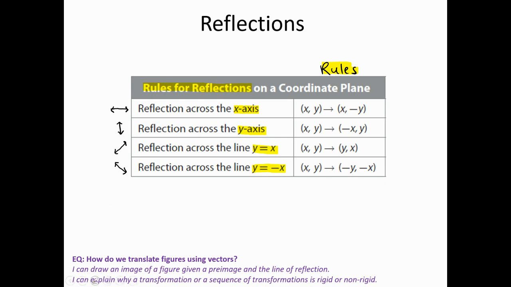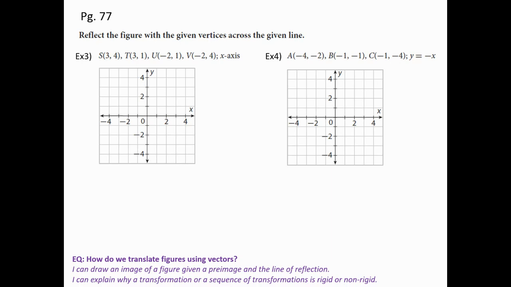All right, so then moving forward, let's take a look at, this is again from your textbook, page 77. We're going to reflect the figure with the given vertices across the given line. So I'm going to start by drawing my figure based on the ordered pairs.